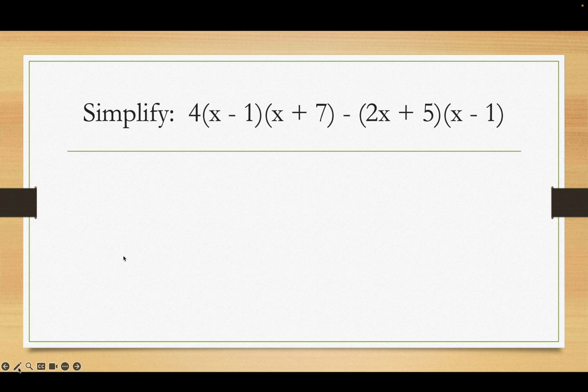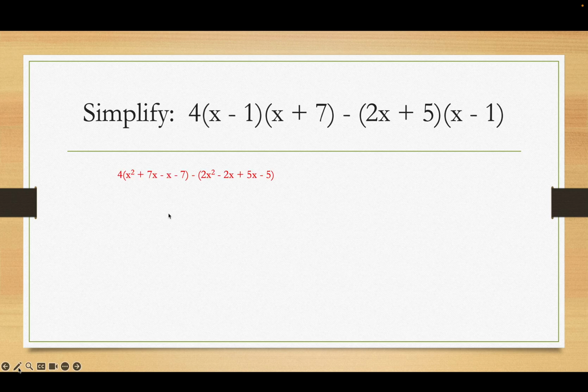All right, a little simplification kind of question here. If I were you, I would double distribute the x minus 1 with the x plus 7, and also the 2x plus 5 with the x minus 1, but keep that separate with that minus sign. You'll see it coming up. Then distribute the 4 to the first product and then get all your terms together. Give it a shot, stop and start.